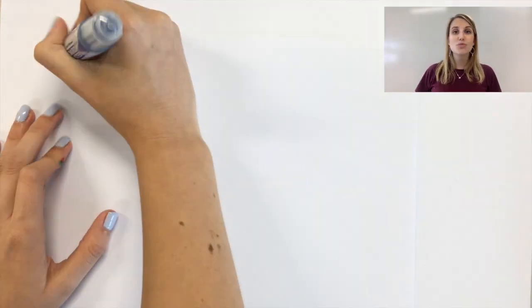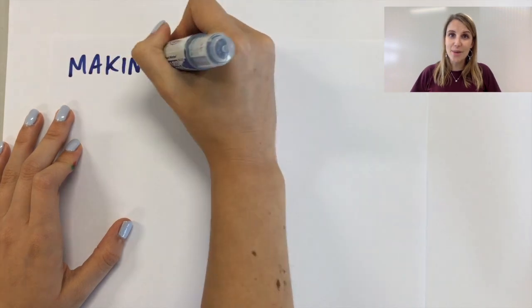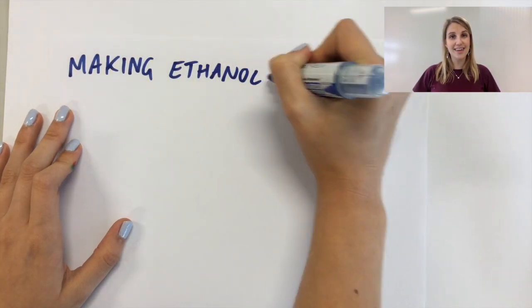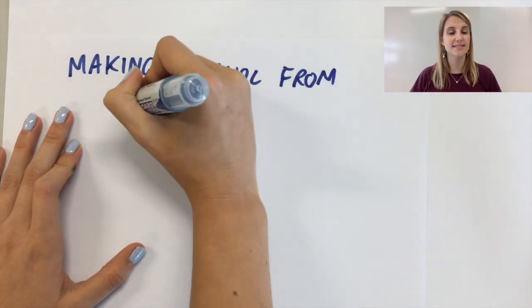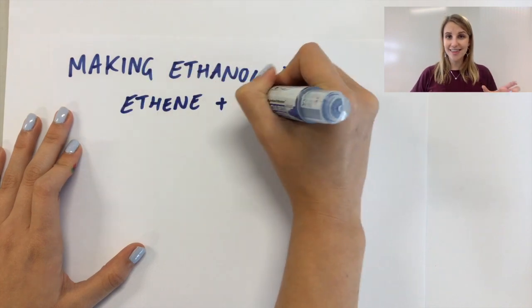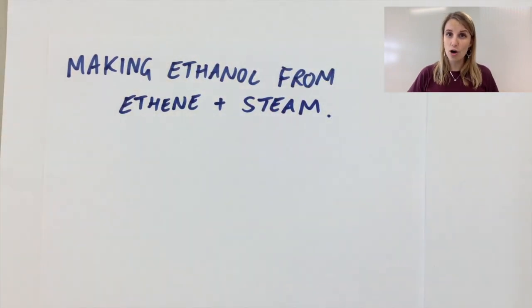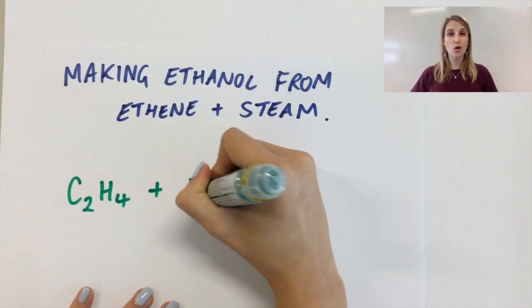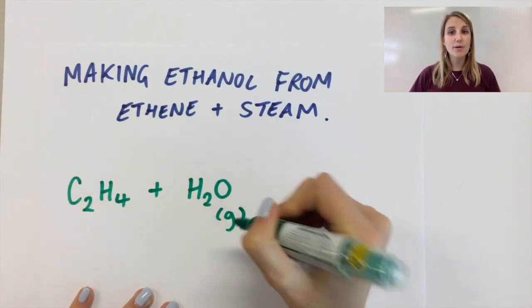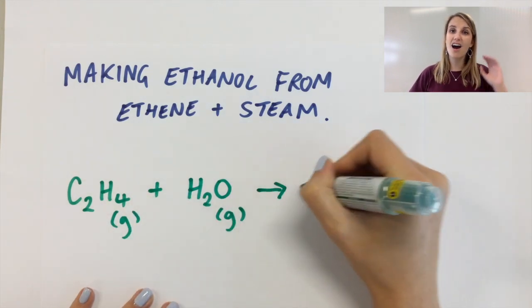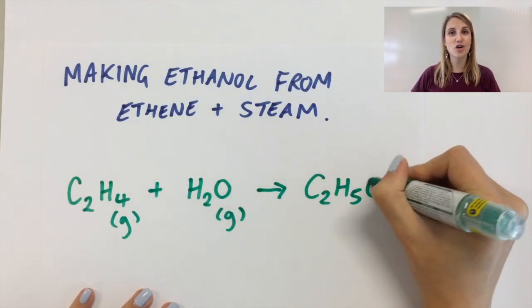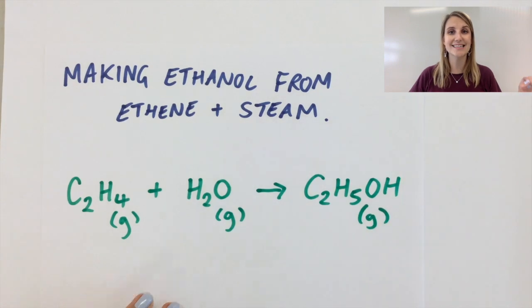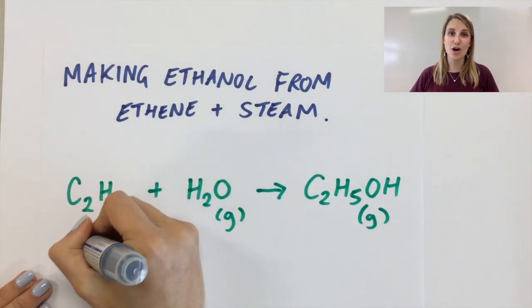Method 2 was already featured on the last video about addition reactions of ethene, so it's kind of an overlap in the syllabus. So you've got ethene, which comes from cracking of crude oil, plus water to make your ethanol product. Now, in order to make this happen, you need high temperatures and you need a concentrated phosphoric acid catalyst, and you need to know that.